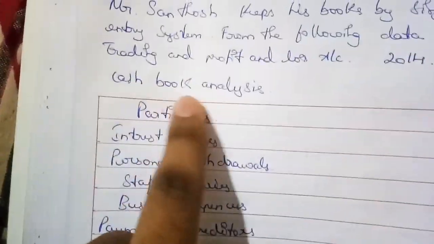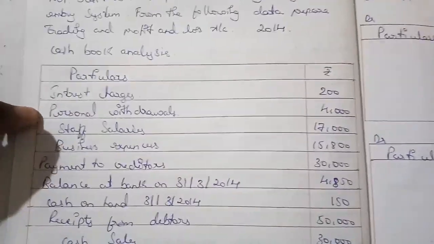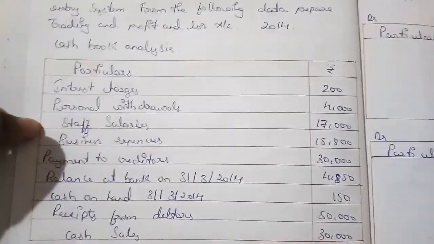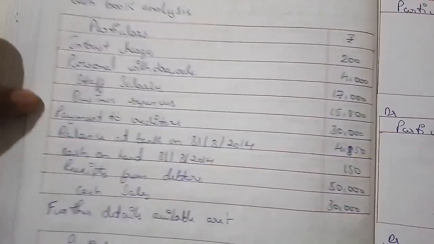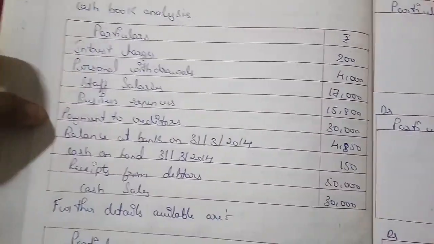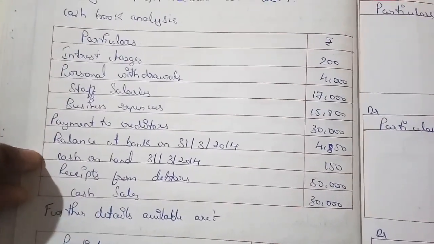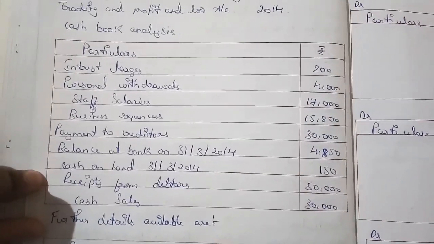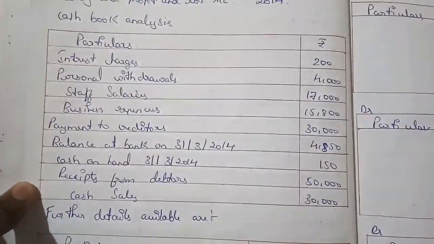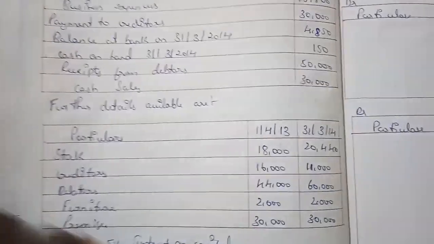Now we have the cash book also. Particulars, rupees: interest charge is 200, personal withdrawal is 4,000, staff salaries is 70,000, business expenses is 15,800, payment to creditor is 30,000, balance at the bank is 4,850, cash on hand at the end of last year is 150, receipts from debtors is 50,000, and cash sales is 30,000. Further details available are stock, creditors, debtors, furniture, premises.